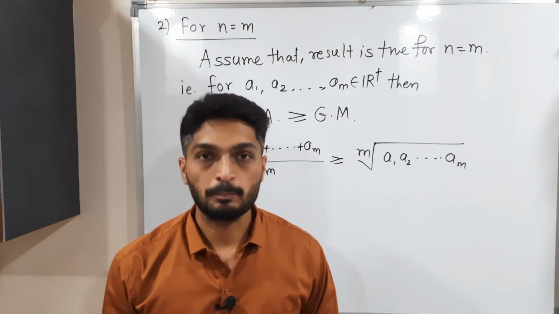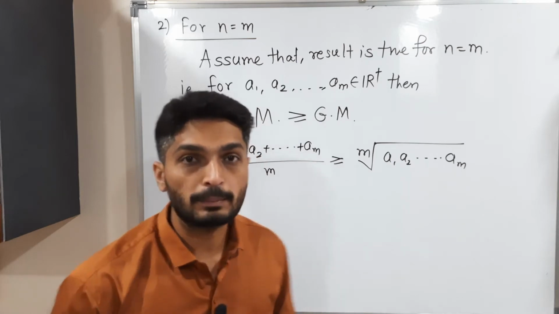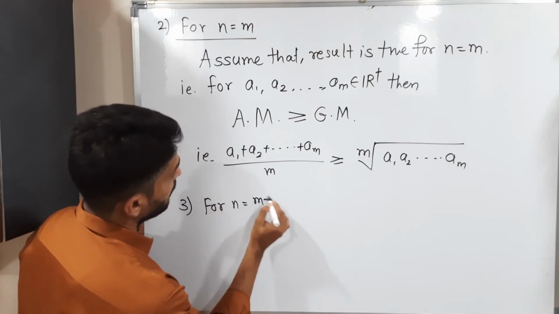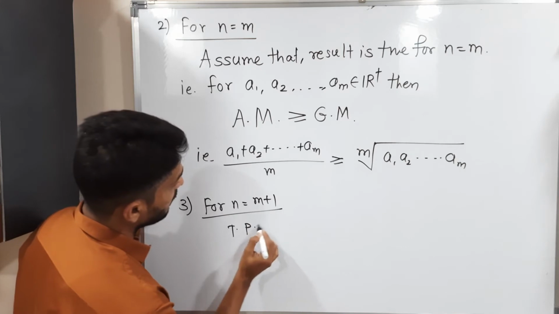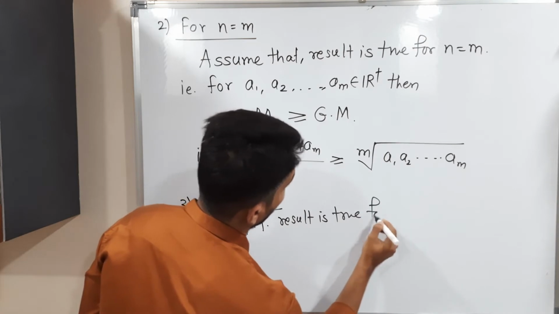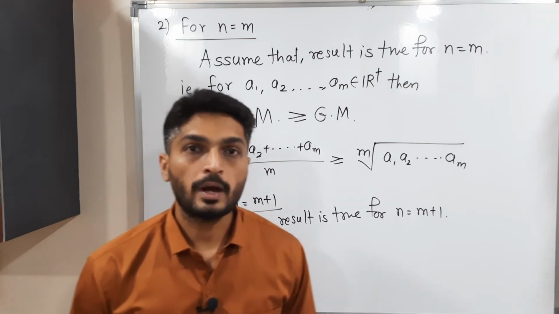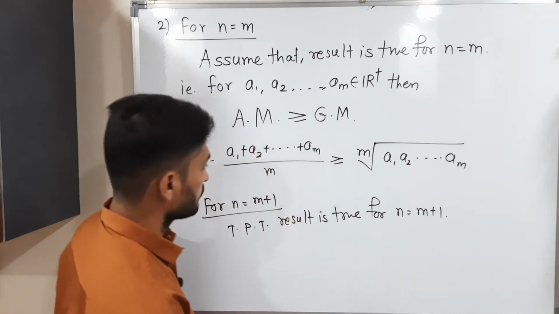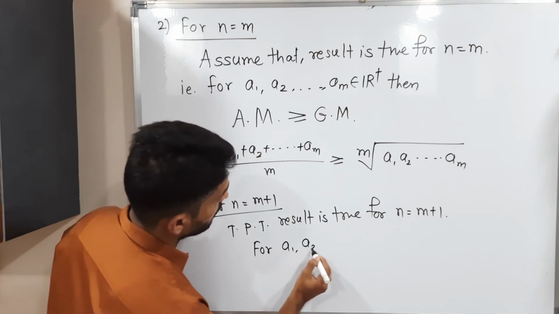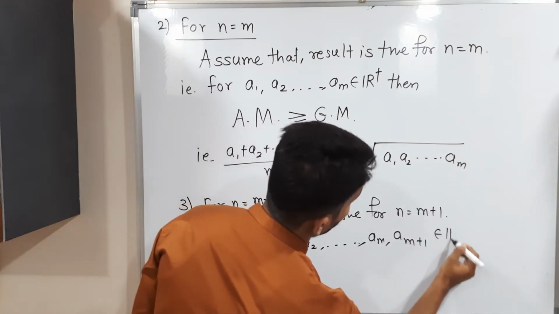It was quite simple. What is the third step? In the third step, we have to prove again that the result is true for n is equal to m plus 1. Let us do that. To prove that the result is true for n is equal to m plus 1, that means in this case we have m plus 1 positive real numbers. Let a1, a2 and so on, am plus 1 be positive real numbers.